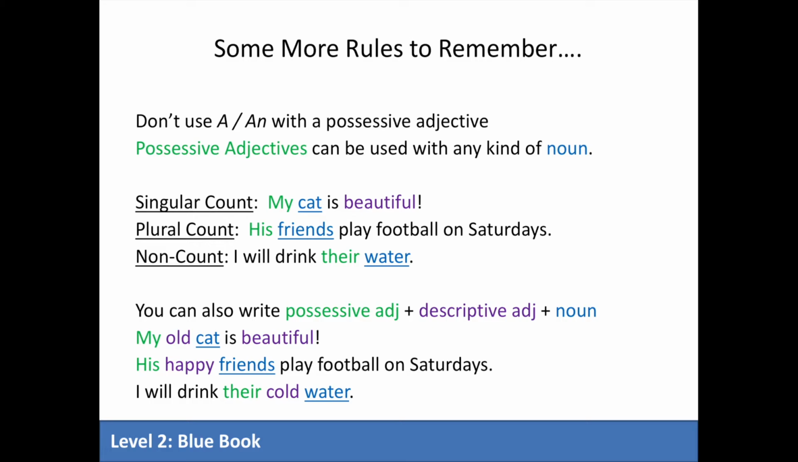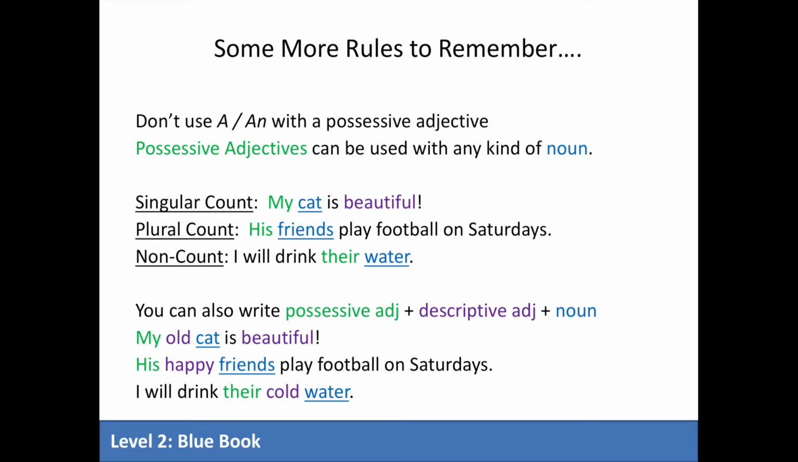Now, let's talk about a few things you'll need to remember when thinking about possessive adjectives, articles, and descriptive adjectives. Don't use a or an with a possessive adjective. You have to remember possessive adjectives can be used with any kind of noun. For example, we use them with singular count nouns like my cat is beautiful. We can also use them with plural count nouns like his friends play football on Saturdays, as well as non-count nouns like I will drink their water.